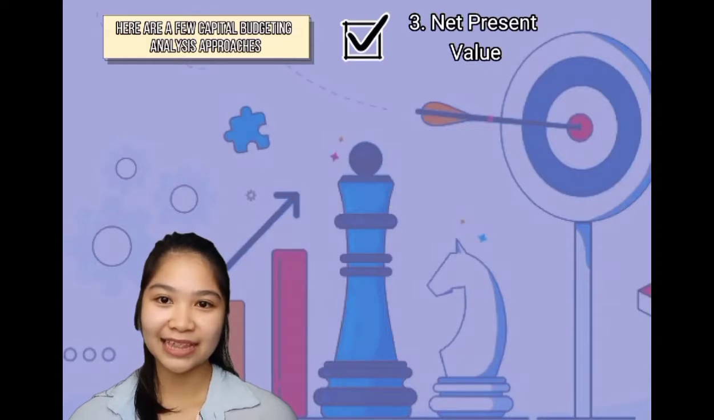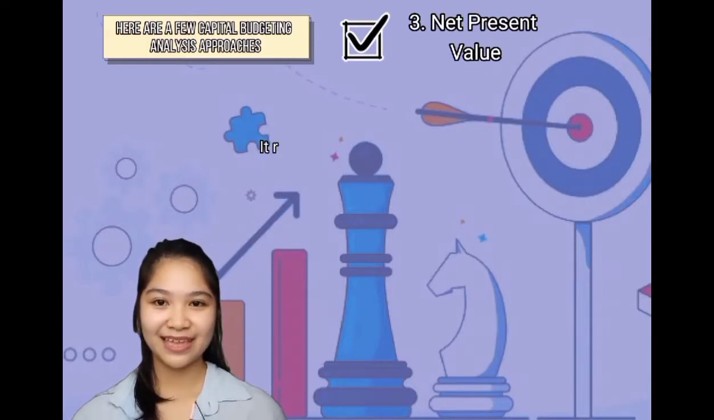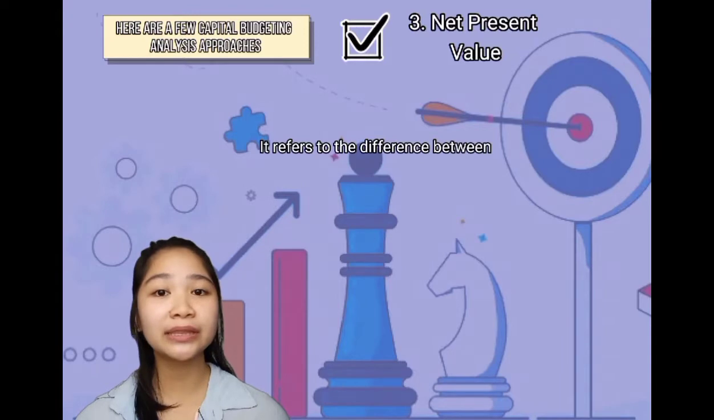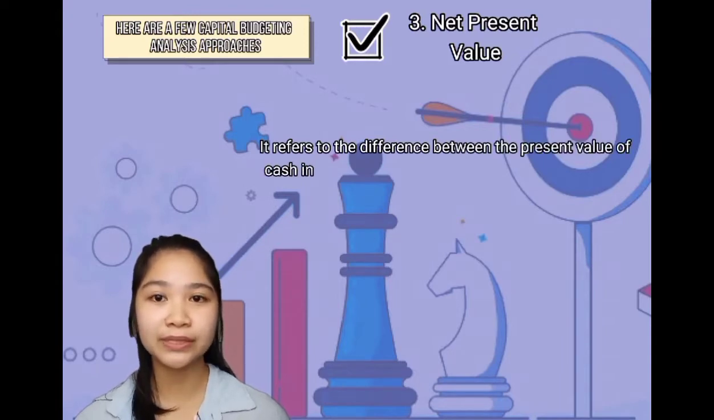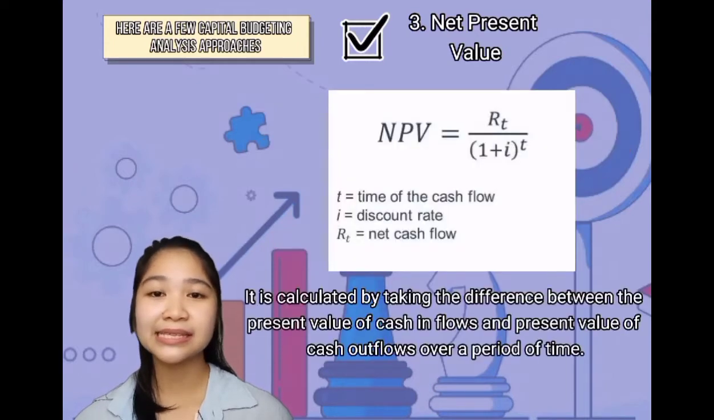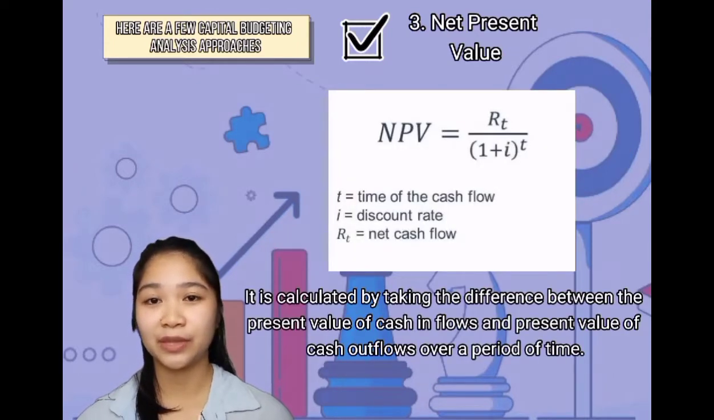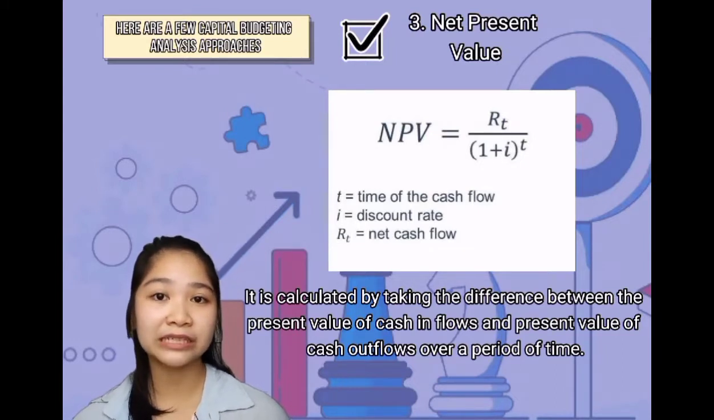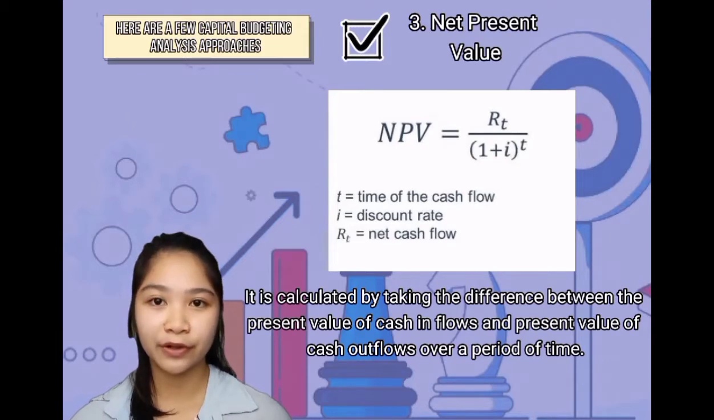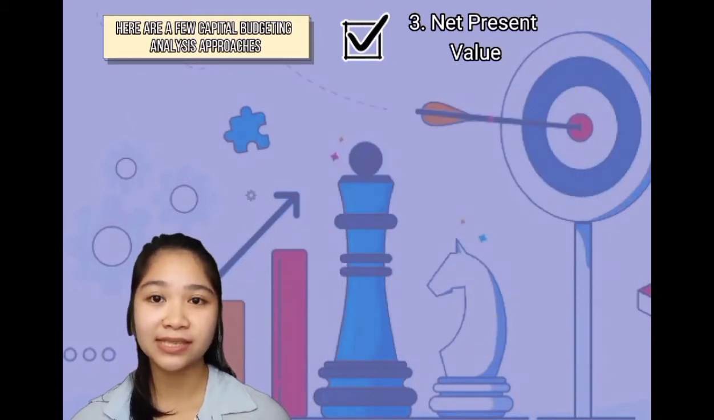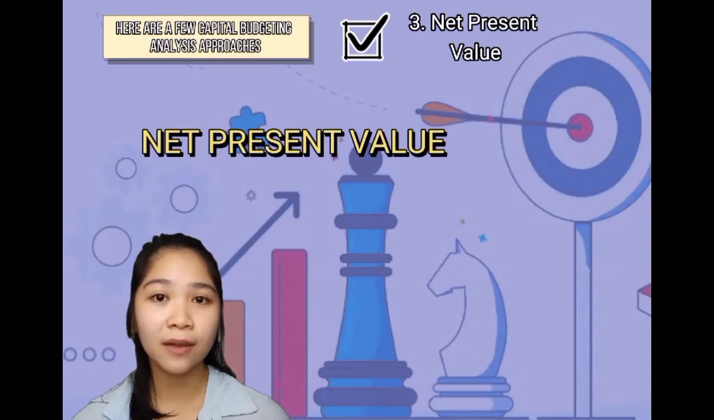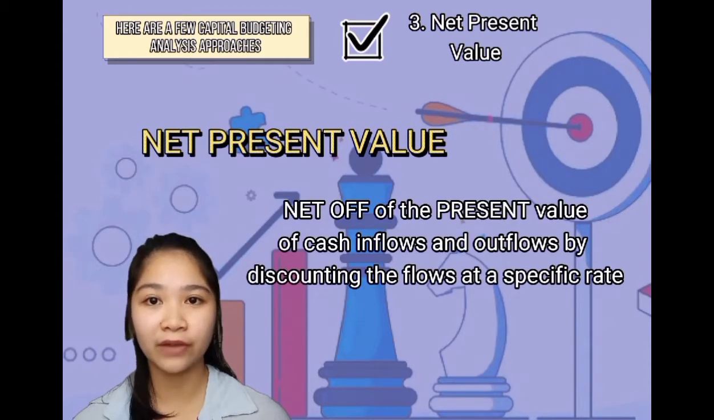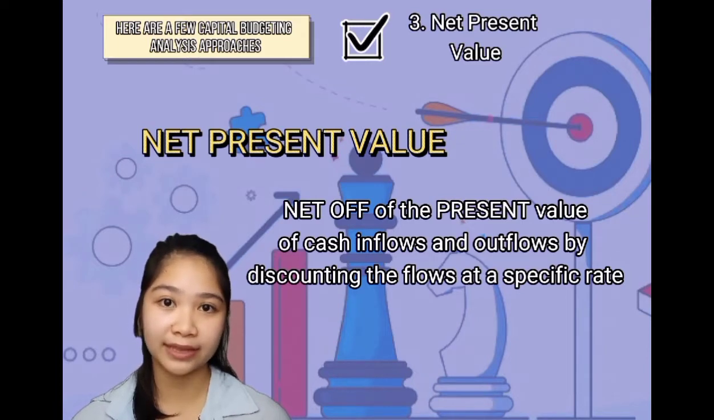And 3, net present value. It refers to the difference between the present value of cash inflows and outflows over a given period of time. It is calculated by taking the difference between the present value of cash inflows and the present value of cash outflows over a period of time. As the name suggests, net present value is the net of the present value of cash inflows and outflows, discounting the flows at a specified rate.